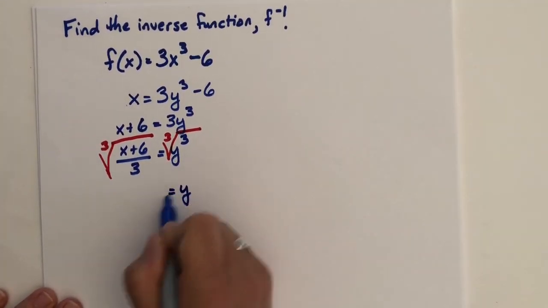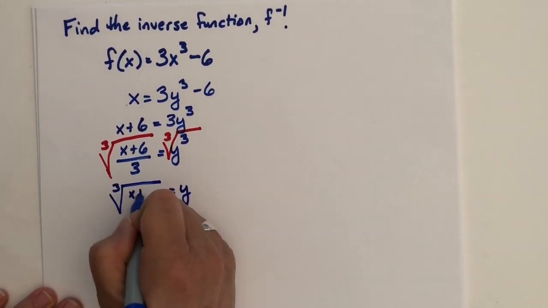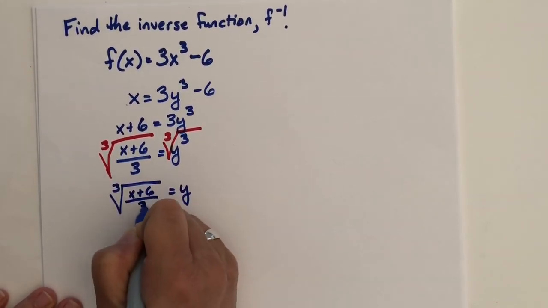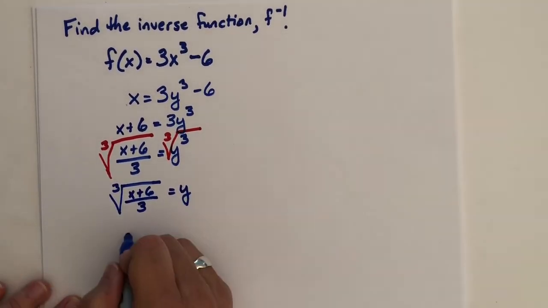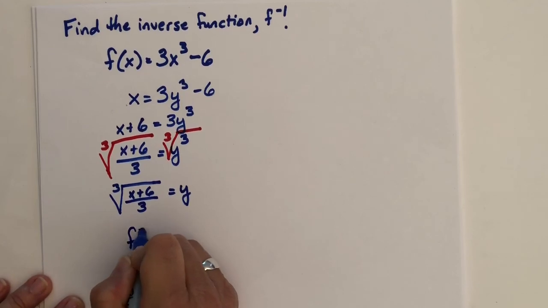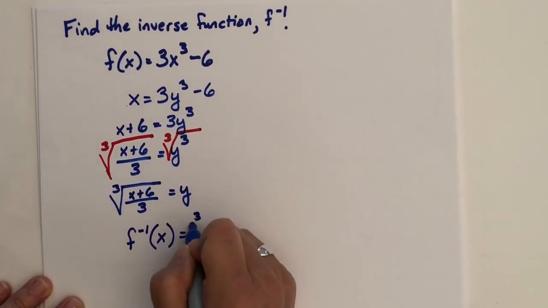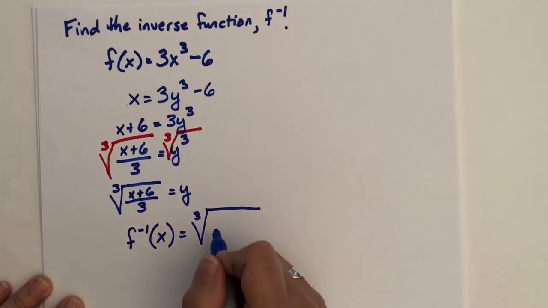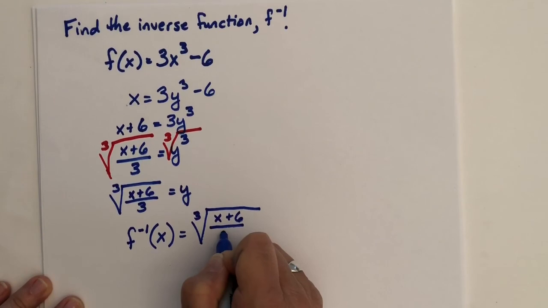So we have y equals the cube root of x plus 6 divided by 3. Make sure that 3 is underneath that radical sign. So let's present that. F inverse of x equals the cube root of x plus 6 over 3.